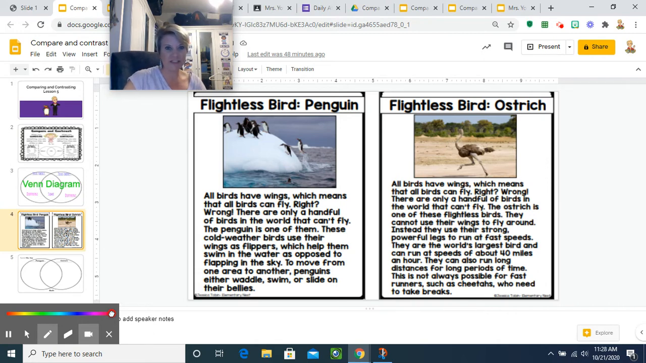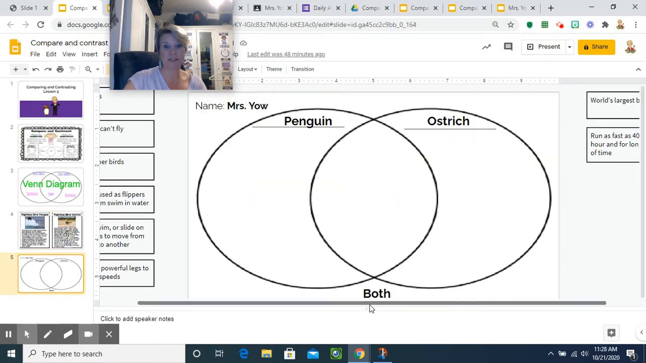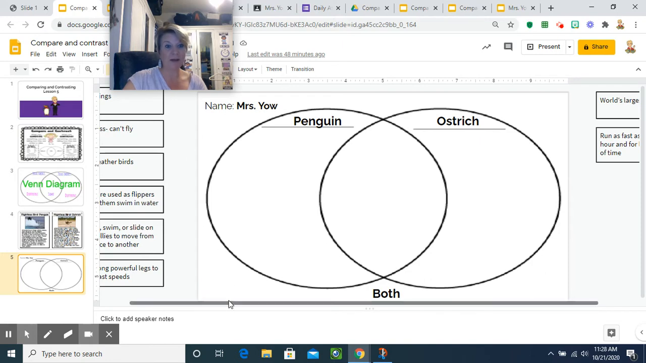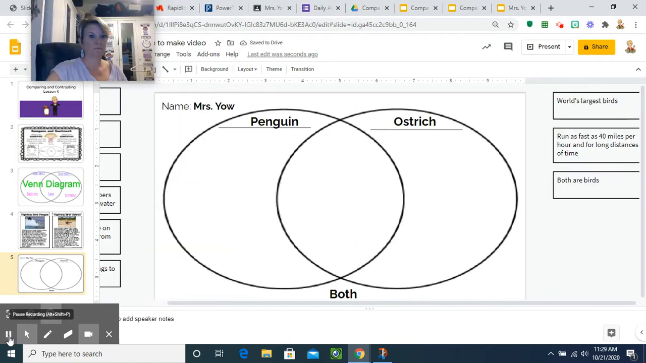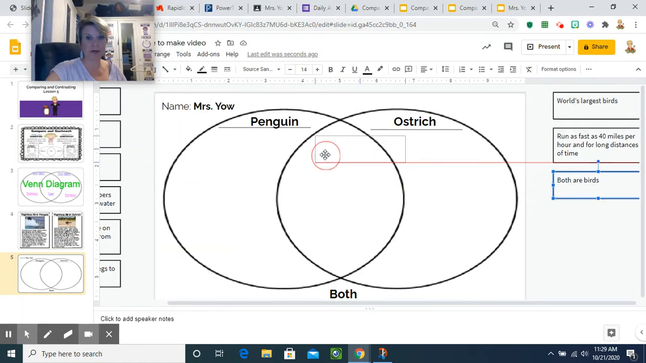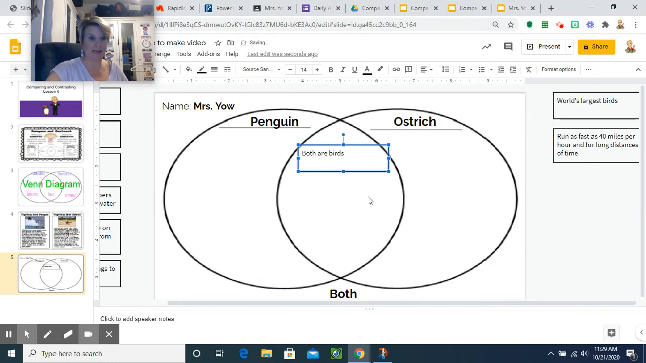Okay, so in the first story, we read that the penguin is a bird. And we also read that an ostrich is a bird. So, are those the same or are those different? That's right, they're the same. So in my Venn diagram, I'm going to put that these are both birds. I'm going to put that they are both birds in the middle of my Venn diagram.